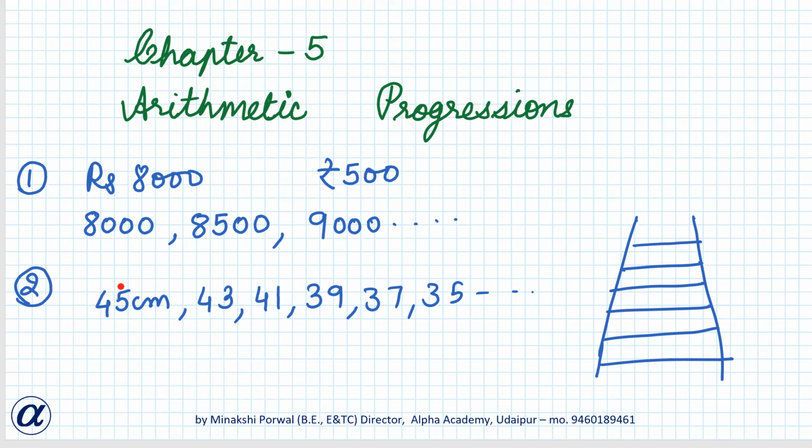Here, the first number is 45. If we add minus 2, basically we are subtracting 2, so if we say we are adding minus 2, then we get 43. Adding minus 2 again, we get 41. Then again minus 2, 39, minus 2, 37, and so on. So an arithmetic progression is a list of numbers in which each term is obtained by adding a fixed number to the preceding term except the first term.